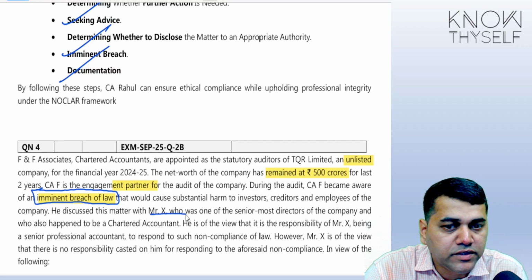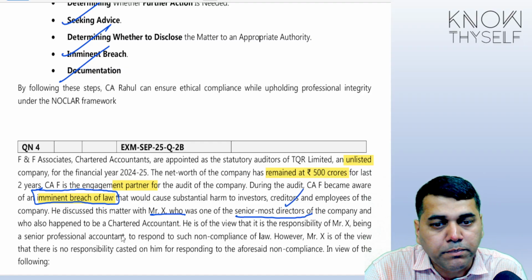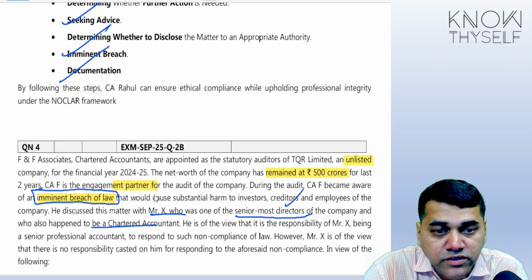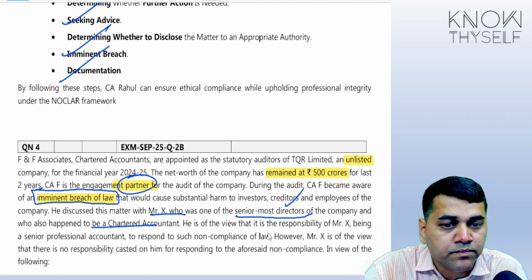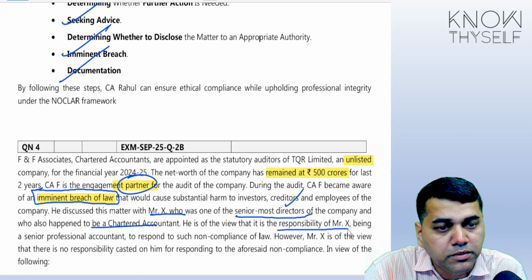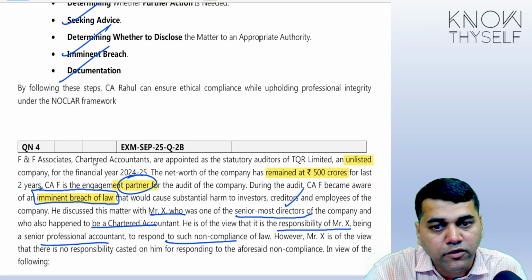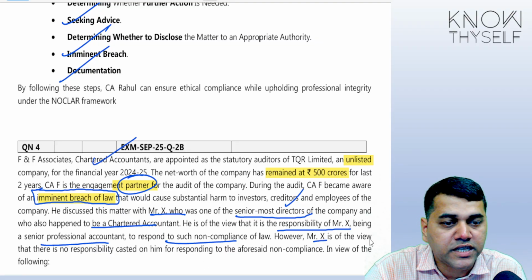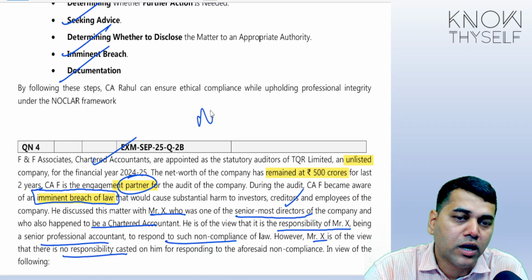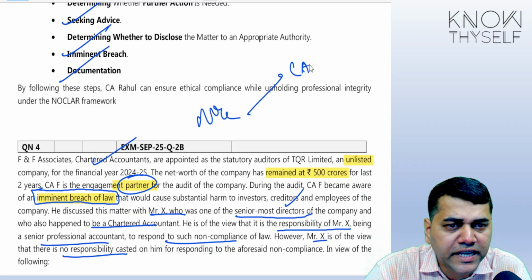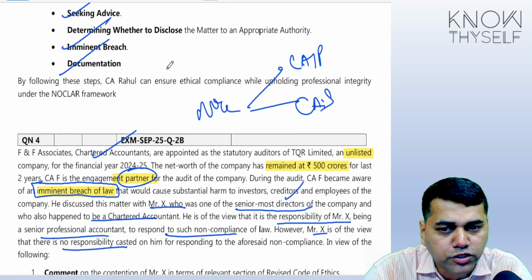He discussed the matter with Mr. X, who is the senior most director of the company, which is correct, who happened to be a chartered accountant. Oh, now who is this? One chartered accountant told another chartered accountant, no. He is of the view that it is the responsibility of Mr. X, being the senior accountant, to respond to such non-compliance. No, you also have the responsibility. However, Mr. X is of the view that there is no responsibility cast on him. Both are wrong. So, NOCLAR is applicable to CA in practice and CA in service. So, this is what you need to tell.